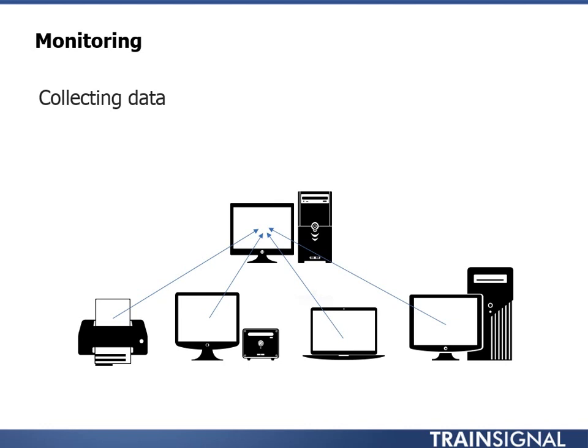So the process of enterprise monitoring is collecting data from all the different hosts on your network in some central place. As you can see from this diagram, there's a central monitoring station in the middle of the slide, and all these different types of devices are reporting information to it. Sometimes the monitoring station will actively reach out and request data too.